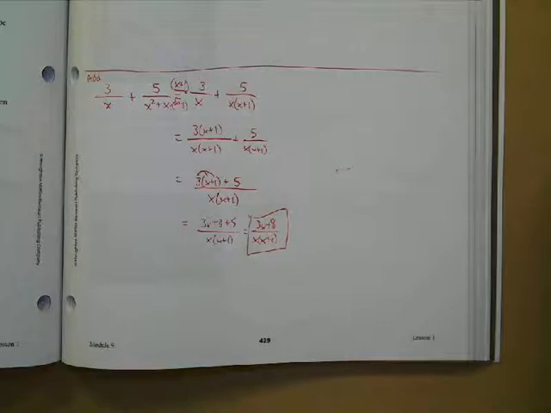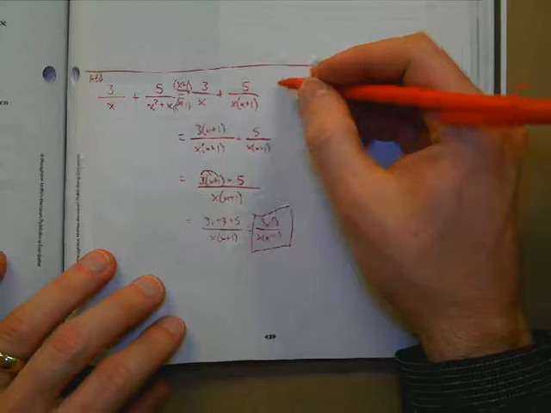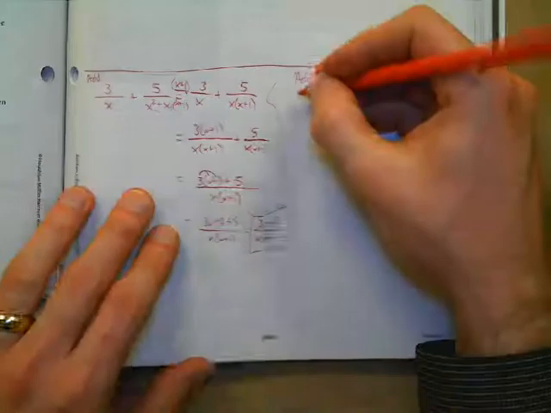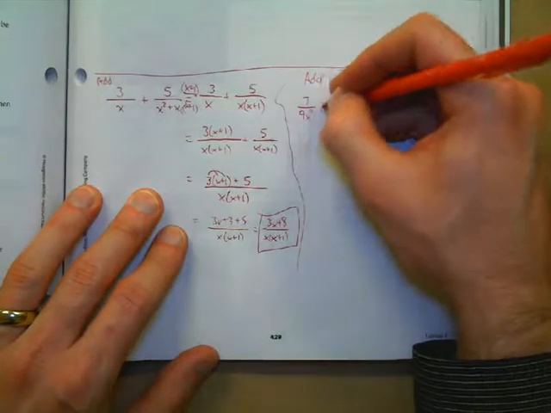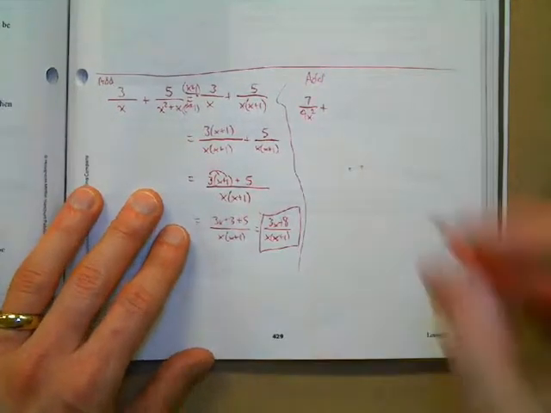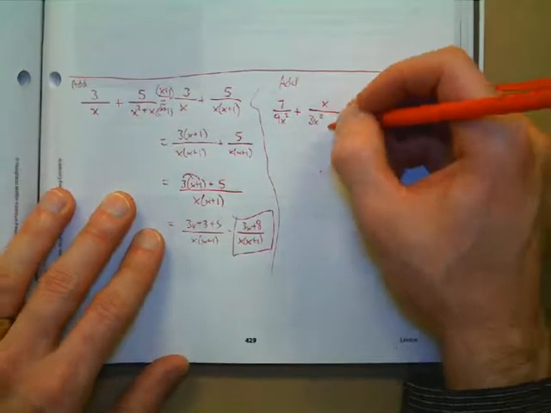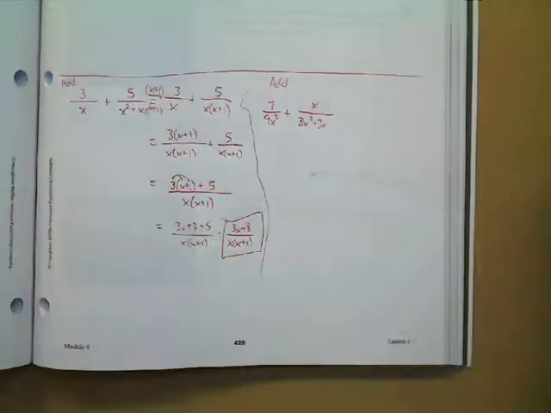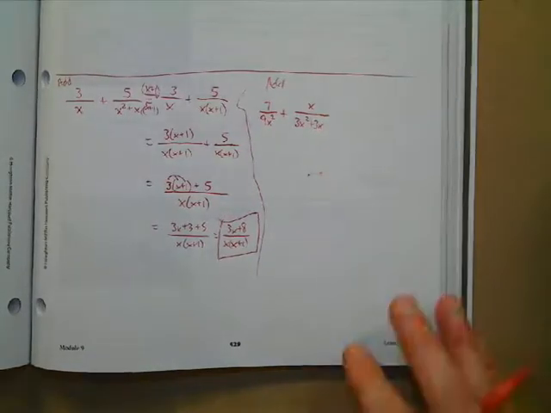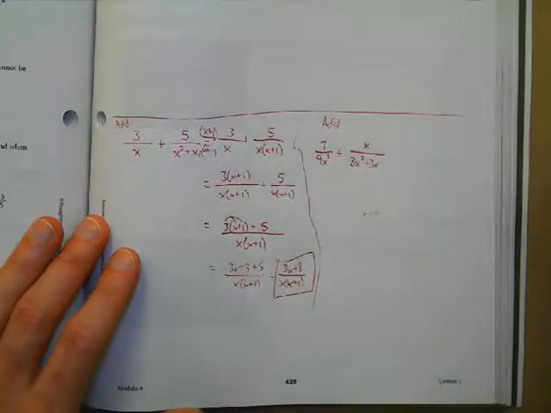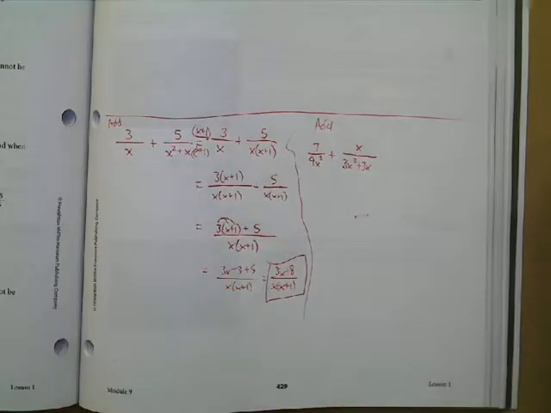Okay. Let's add 7 over 9x squared plus x over 3x squared plus 3x. Okay, let's see if I can do this. Okay, there we go. Do we have common denominators? Nope. Alright, so let's see what we can do here.